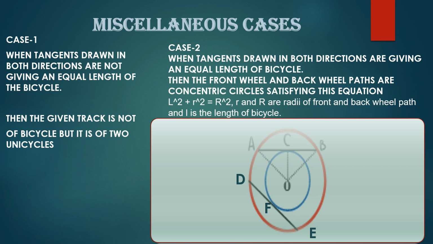In this figure, triangle OCA and triangle OCB are congruent, so AC and CB are equal. Furthermore, AB and DE are also equal. From the same logic, we can say DF and FE are also equal. So all the segments CB, CA, FD and FE are equal. So the tangents drawn in both directions are giving the constant length of the bicycle. In this case, we are not able to determine in which direction the bicycle went, whether anti-clockwise or clockwise.